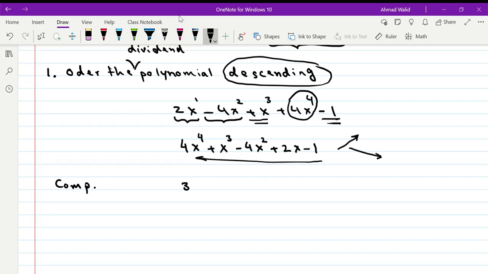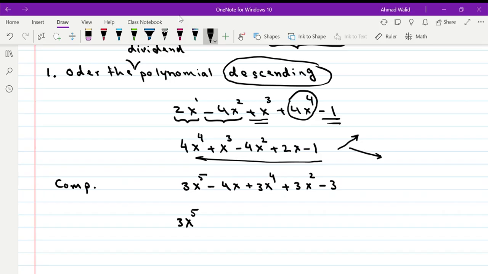For example, I have 3x to the power of 5 minus 4x plus 3x to the power of 4 plus 3x squared minus 3. Order the polynomial, and if it's incomplete, complete the polynomial. How? I want to do it in descending order. X to the power of 5 is the highest exponent. Okay, 3x to the power of 5 first.